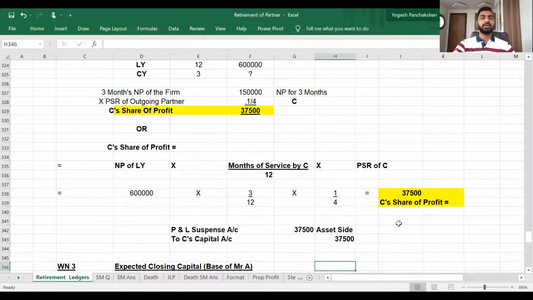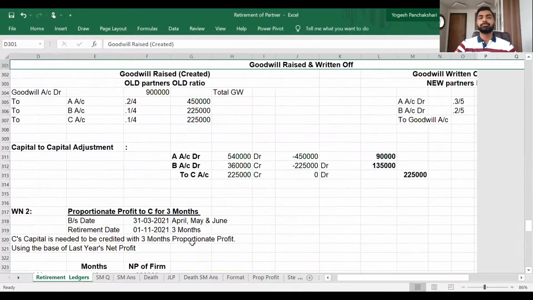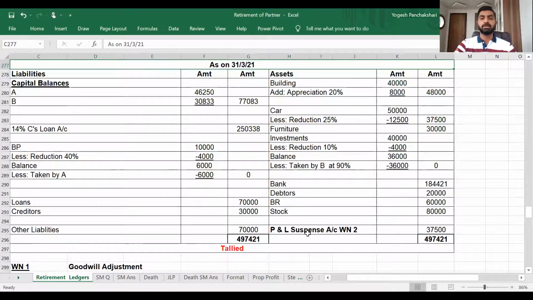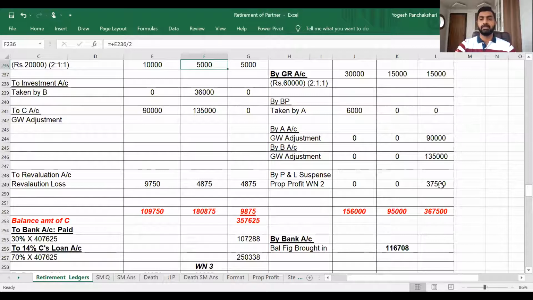Now this 37,500 is to be credited to C's account because we must give him that amount. So it is debited to P&L suspense, because ideally it should be debited to P&L account, but we don't have P&L account in between the year. So P&L suspense on the asset side. So where will I record this? I will record P&L suspense account on the asset side 37,500 and second effect his capital account credit side 37,500. Okay. Then his account is to be settled.